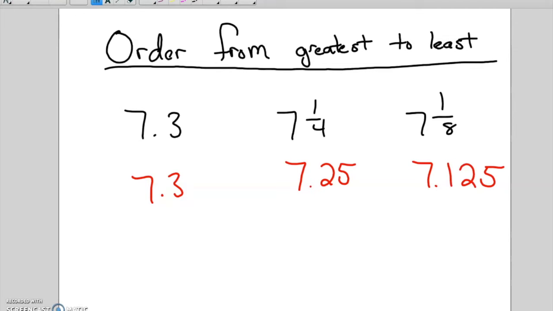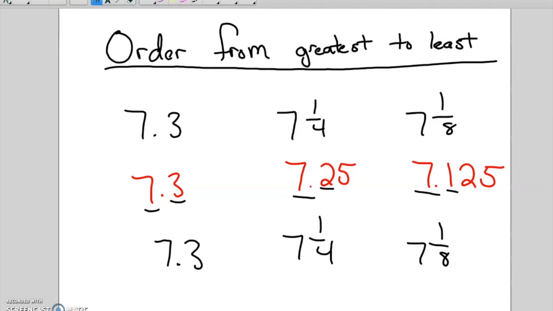0.125. All right. Now this one says greatest to least. Did you notice that? So my biggest, well, they're all 7s. Go to tenths, 3/10, 2/10, 1/10. Oh man, that makes it easy. They're already in order, aren't they? 7 and 1/8. Okay, so this is a 2 and this is a 1.